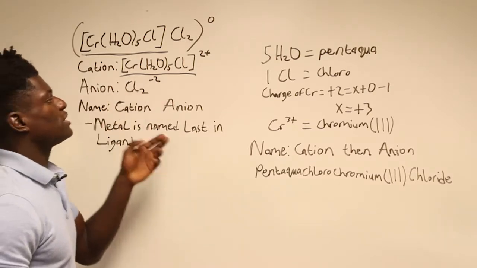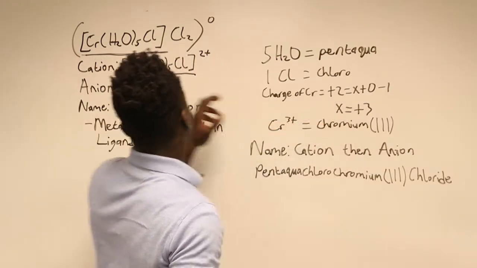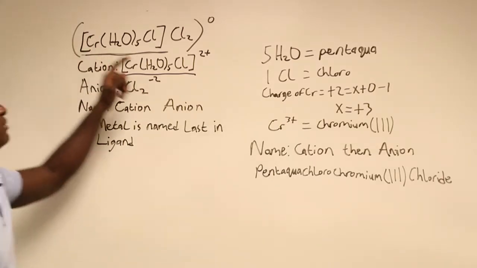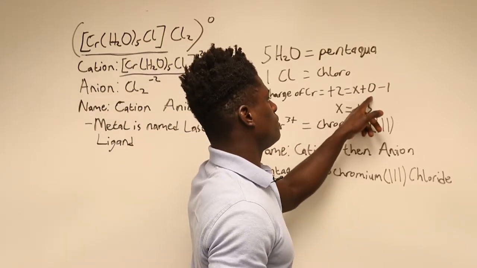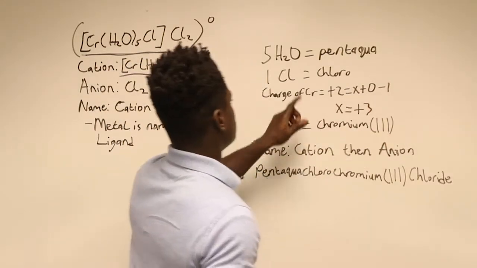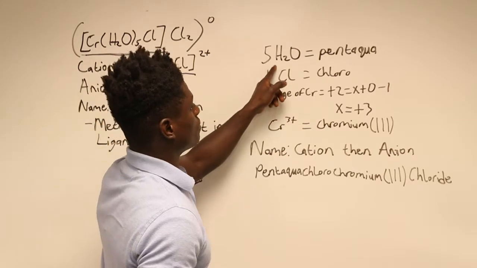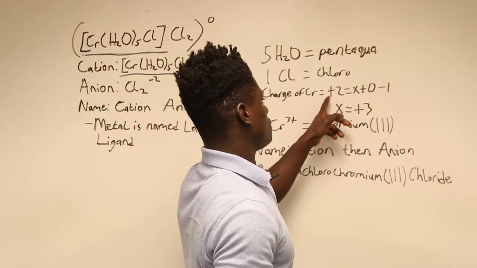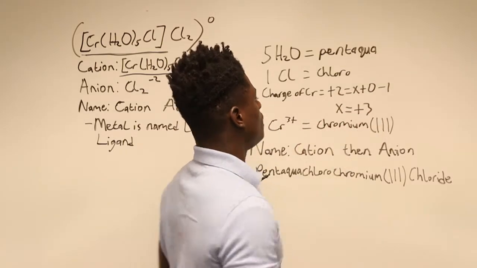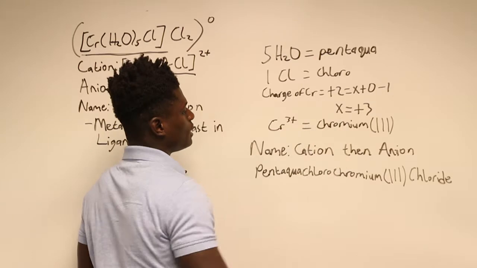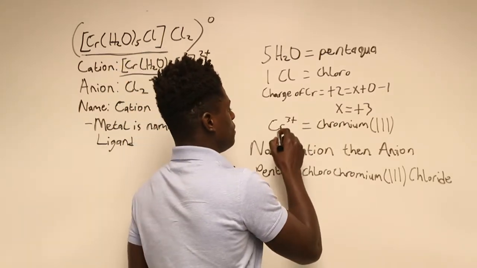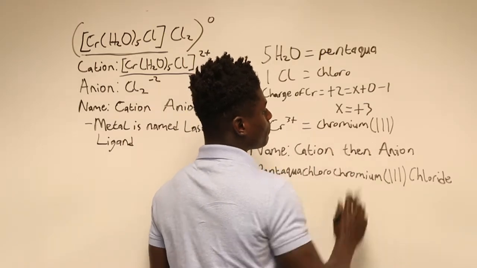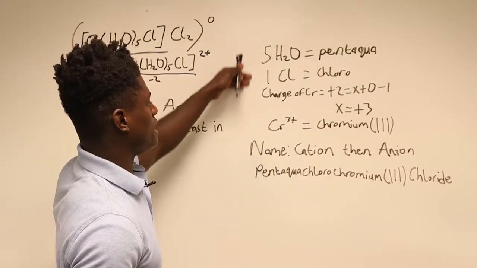Using that same logic, +2 is equal to our unknown, which is X, the charge of the transition metal, X plus 0 minus 1, right? Because water has a charge of 0, and then chlorine has a charge of 1. And since there's only 1 chlorine, it's going to be +2 equals X plus 0 minus 1. Therefore, X has to equal +3, meaning that chromium is going to be 3 plus, or when you write it out, it's going to be chromium 3. So now we have everything that we need to name.